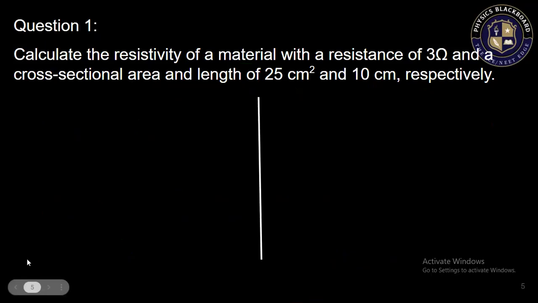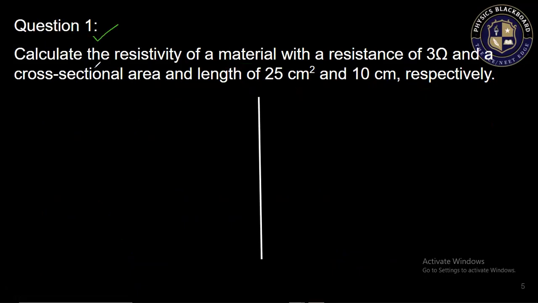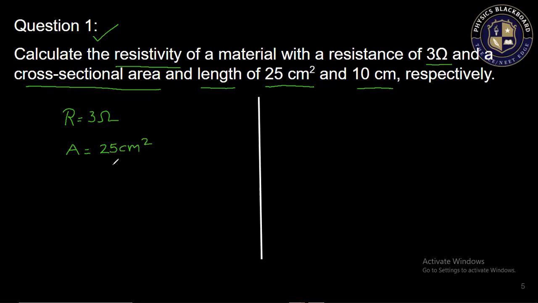This is all about resistivity, and we have two numericals related to it. Coming to question one: calculate the resistivity of a material with resistance 3 ohms. What have they given? Resistance 3 ohms, and cross-sectional area and length of 25 centimeter square and 10 centimeter respectively. That means the area of cross section is taken as 25 centimeter square. And length is given.